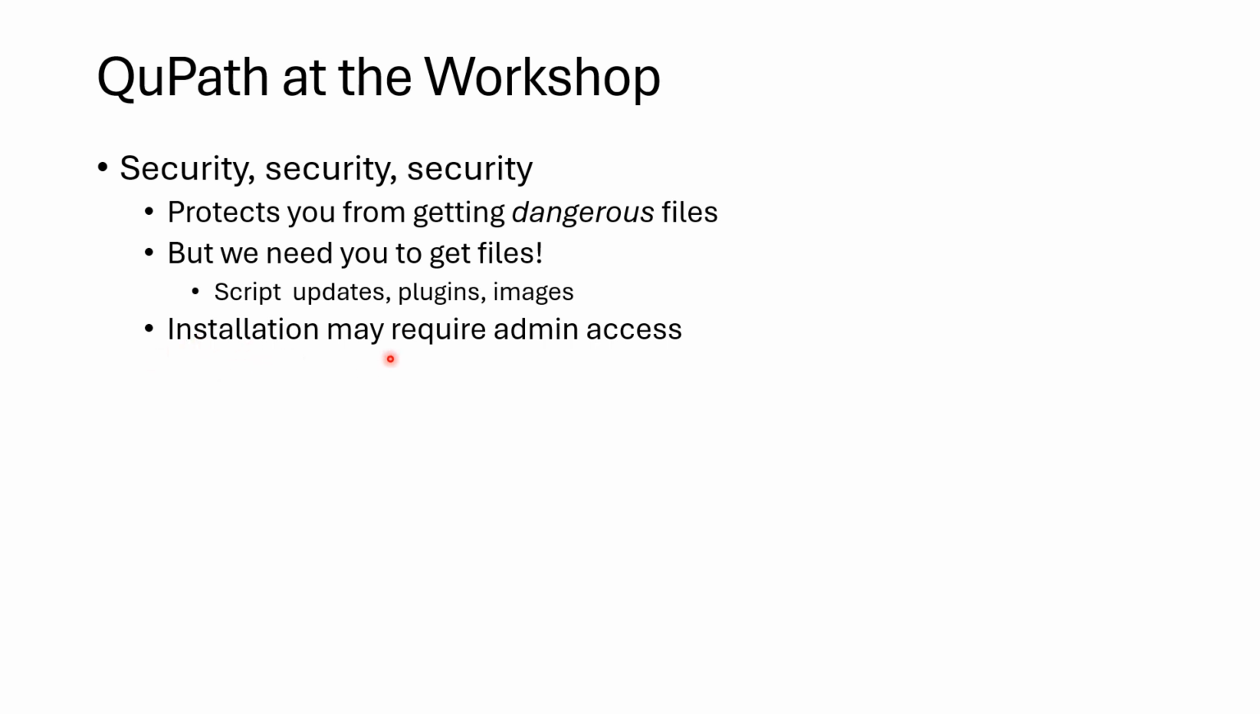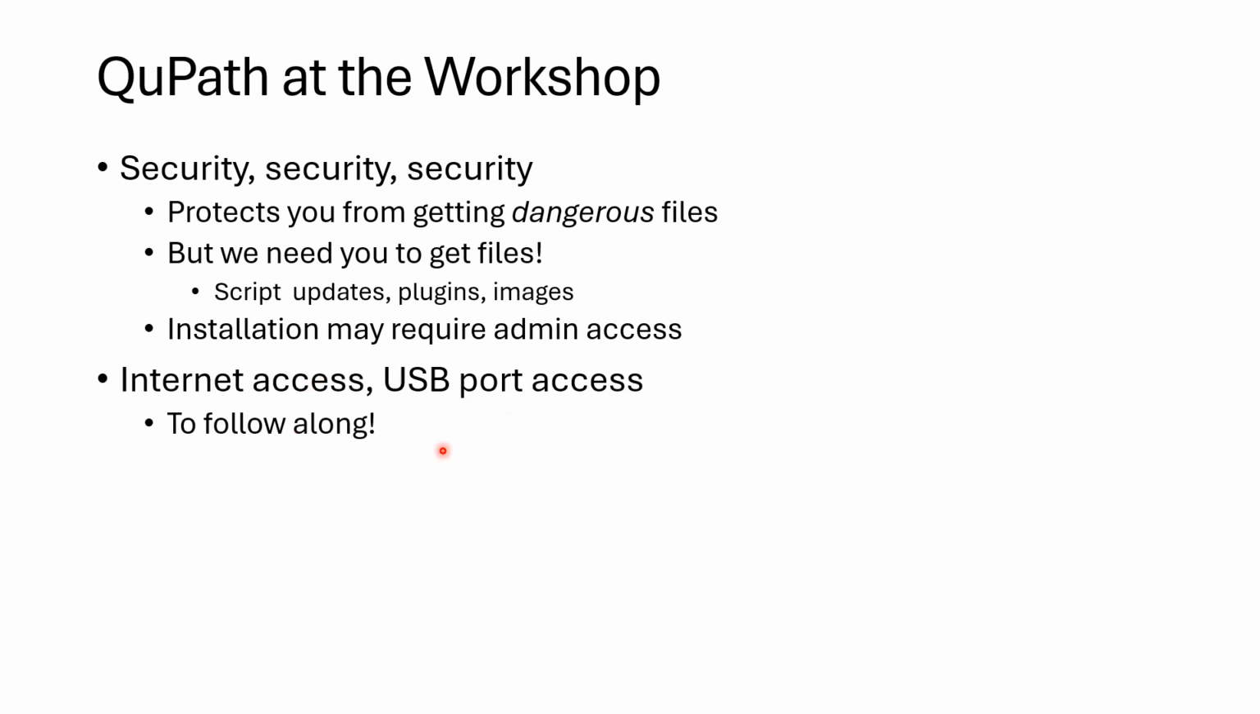We've had various laptops not able to get internet access when it's not the local internet or the company internet, and have things like USB ports disabled and things like that. So just make sure you get as many things set up as possible while you still have access to someone who might have admin access to your laptop. And also make sure, if you can, to have either internet access or USB port access so that you can follow along during the workshop.